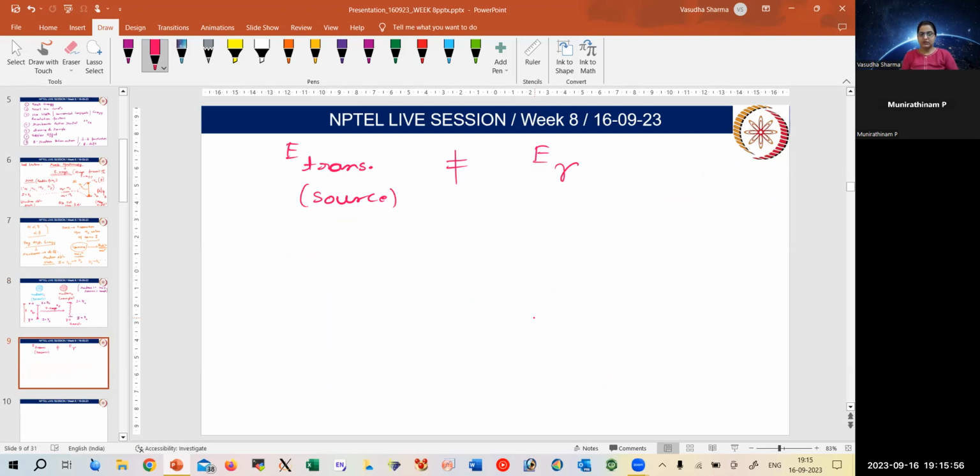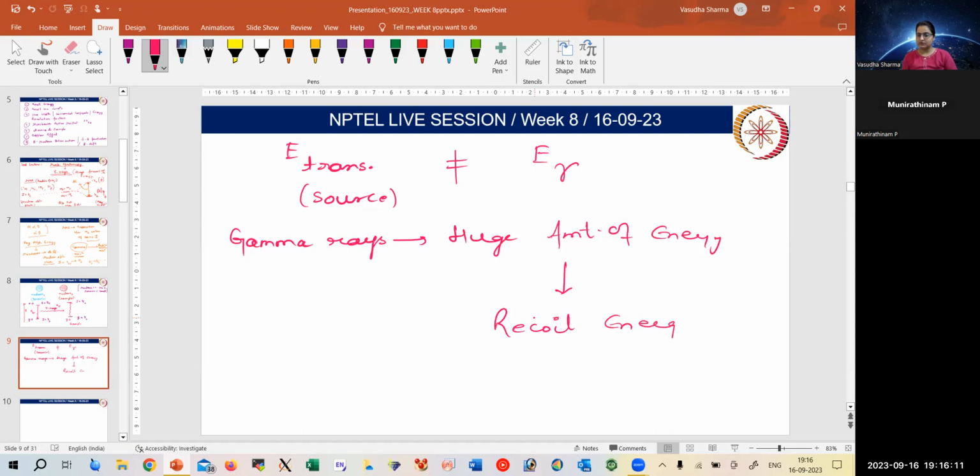Why is it so? We need to understand that gamma rays involve a huge amount of energy. So whenever there is a huge amount of energy, some of the energy gets lost in terms of recoil energy. What is recoil energy? Just take the example of firing a gun. If I am firing a gun, the bullet goes forward, but our shoulder feels a push in the backward direction. That's an opposite direction force. This happens when there is a lot of energy with which we are striking something.